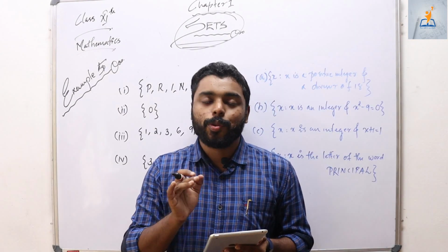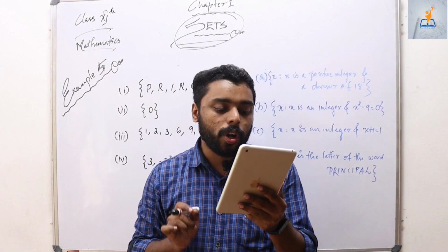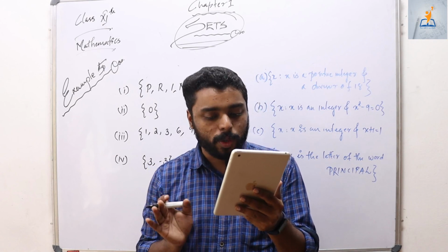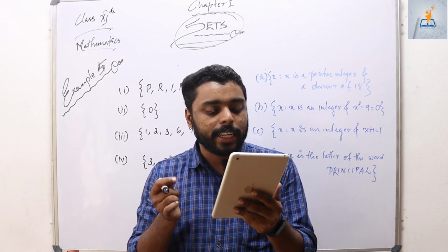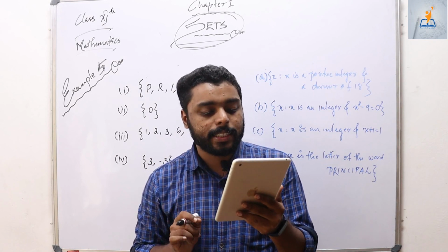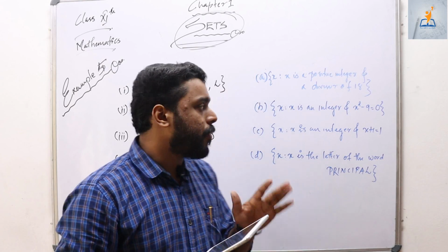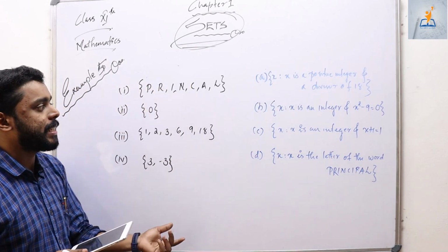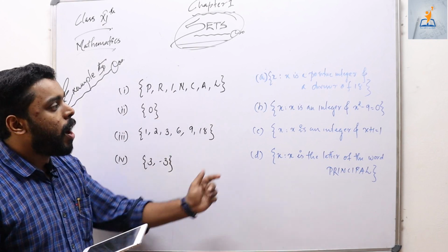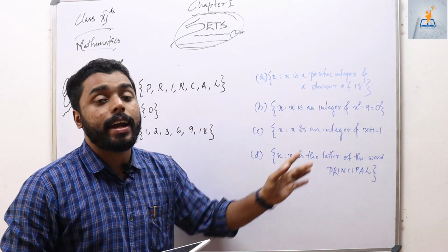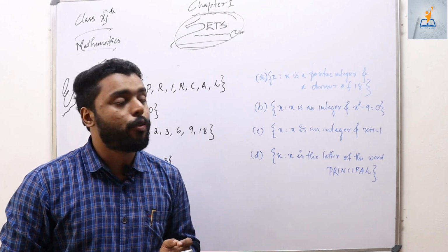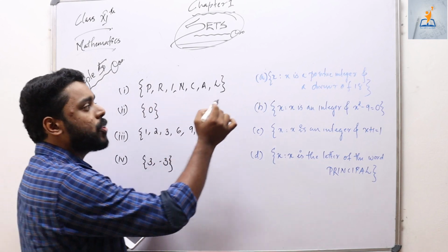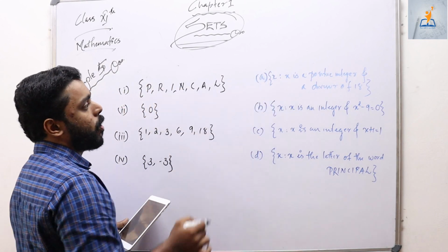Now we shall move on to example number 5 of your textbook. Match each of the sets on the left described in roster form with the same set on the right described in the set builder form. So you are given 2 sets. From observation itself, you can see that all the sets on this side are in the roster form, and all the sets on this side are in the set builder form. Now we have to match them. Now we shall match the set builder form with the roster form.